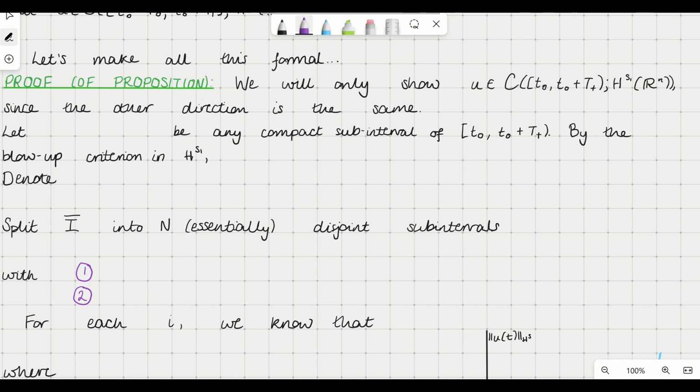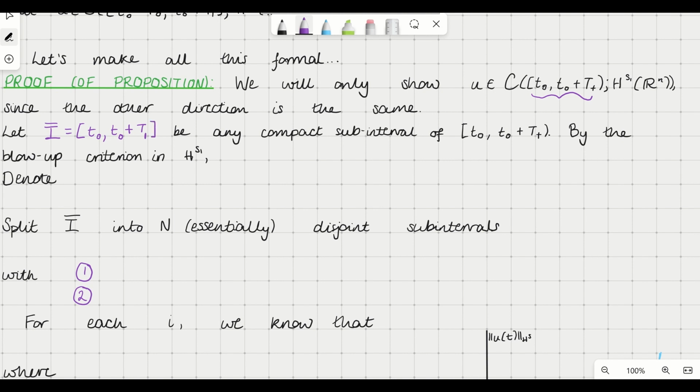So I'm only actually going to prove that u is continuous into HS1 on the forward interval of existence, because as you can imagine, the argument in the backwards direction is just exactly the same. I'm also just going to prove that it's continuous into HS1 on compact subintervals of the forward interval of existence, because then you can just take a compact exhaustion of this full interval and see that the solution is indeed continuous on the whole interval. Okay, so let's consider any compact subinterval of that, [t0, t0 + T1].